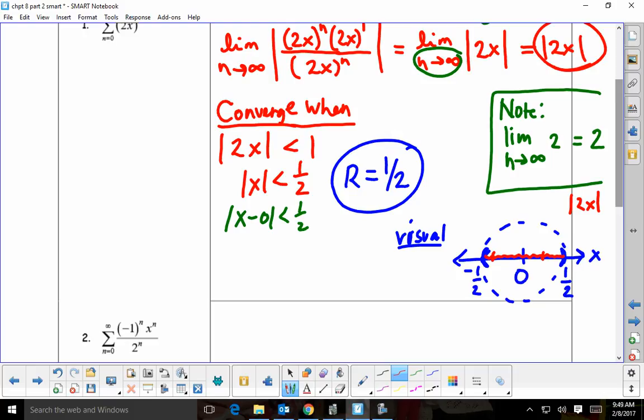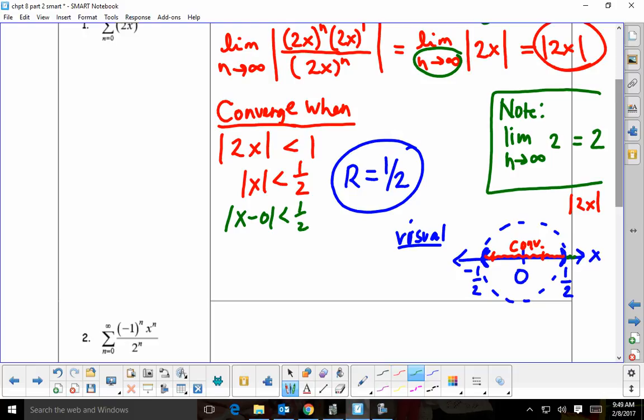Let's try over here. Negative, let's just say negative 1/4. Make our life easy. Okay. 2 times negative 1/4 is negative 1/2. Absolute value is 1/2. Is that less than 1? Okay, so I can see that all of these guys inside would converge.